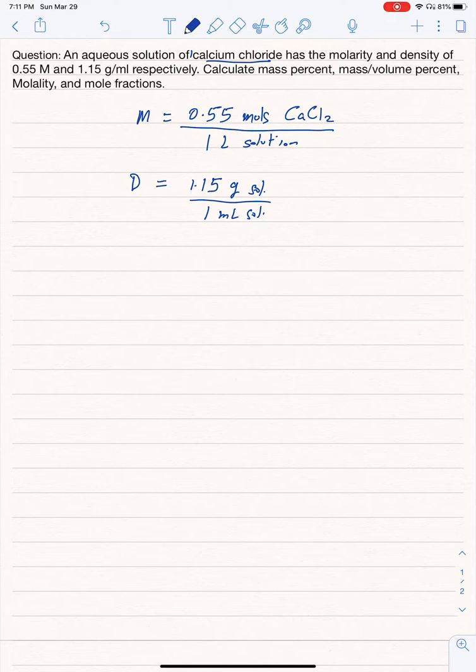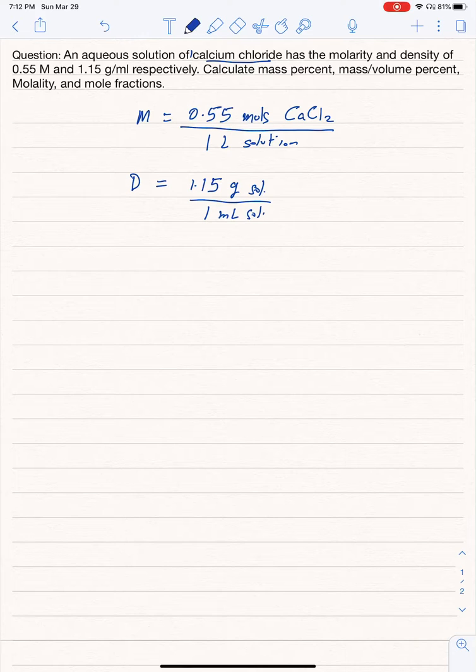Now, based on those two given values, you have to go backward and figure out everything else. That's including the mass percent, mass volume percent, molality, and the mole fraction. Now, we're not really given any other information, including the volume, and sometimes it becomes challenging for students to proceed from here since we don't have the volume.